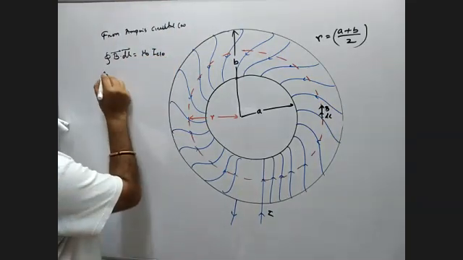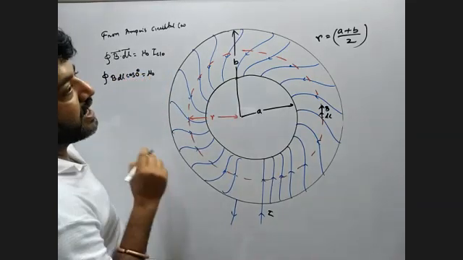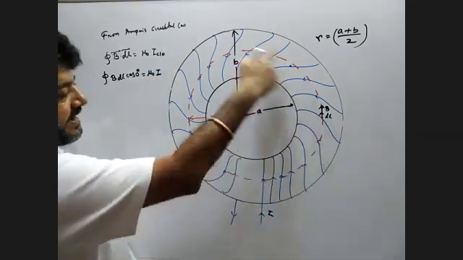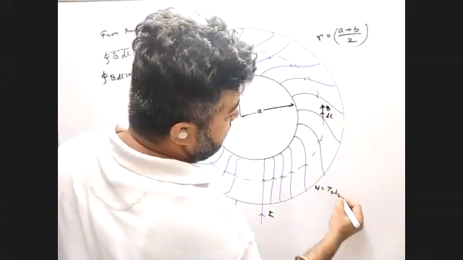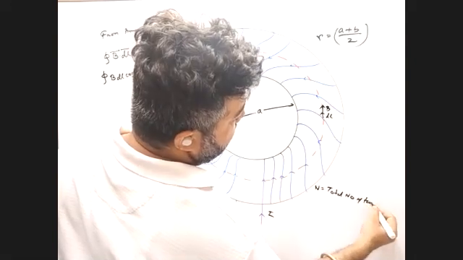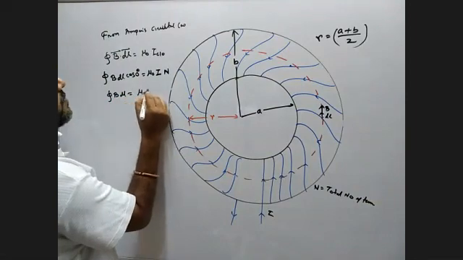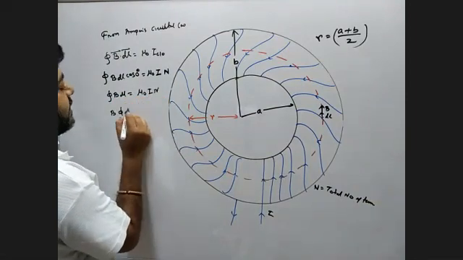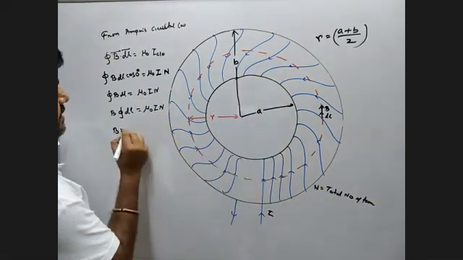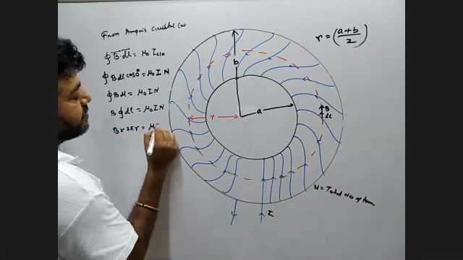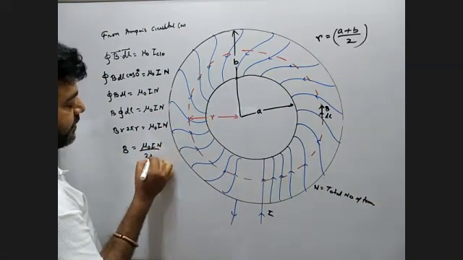So B dl cos 0 degree equals mu naught I. I is my current and let N be the total number of turns. N is the total number of turns. So B dl is mu naught I N, B into the circumference of the circle, 2 pi r, equals mu naught I N. So the magnetic field is mu naught I N by 2 pi r.